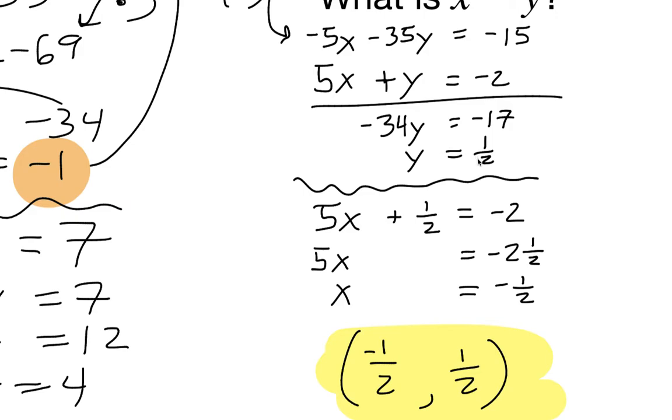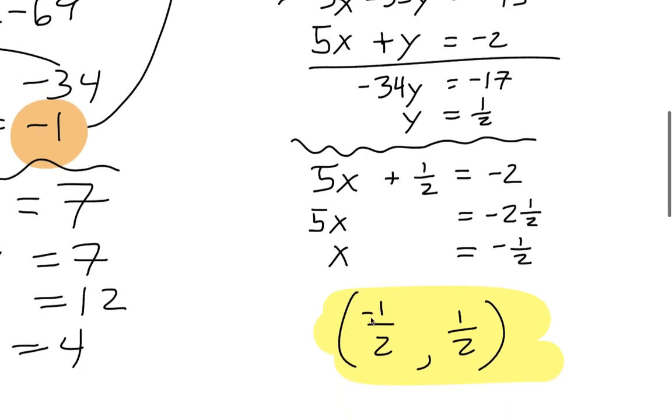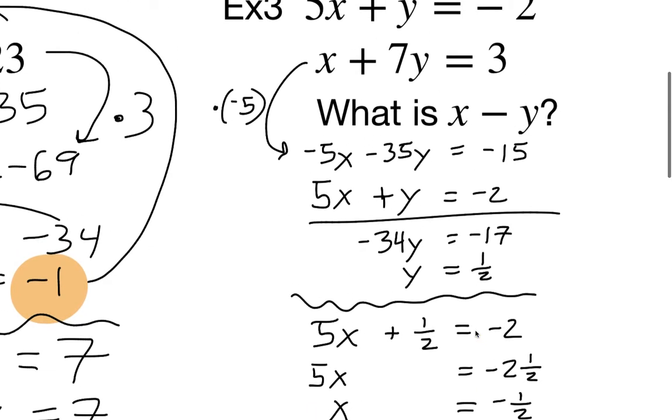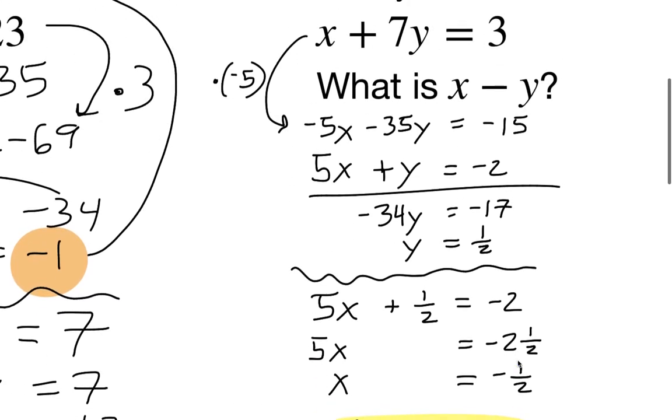With y equals 1/2, plug it in here, you get 5x plus 1/2 is equal to negative 2, and then solving for x, you get this. This is the value of x and this is the value of y, and if they ask you what is x minus y, you can subtract them.